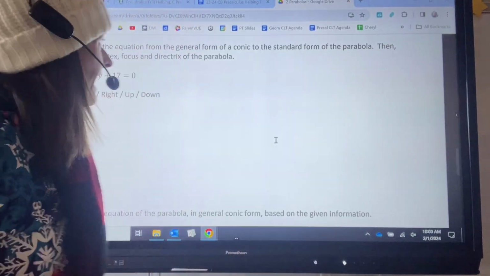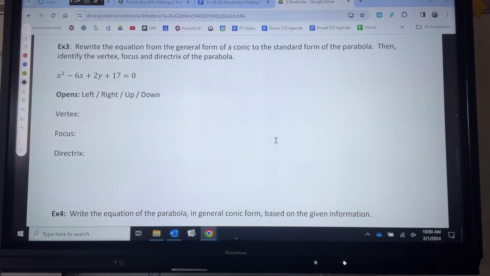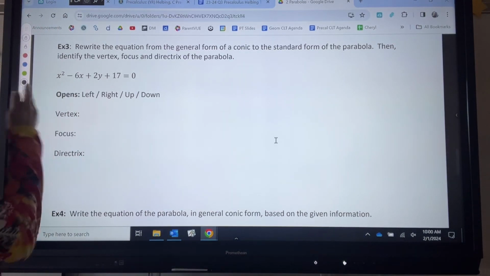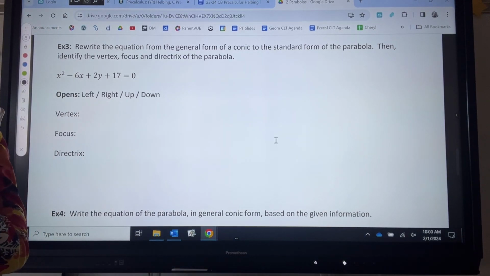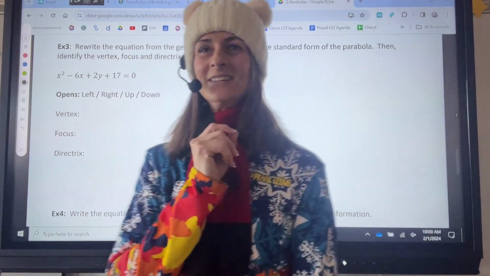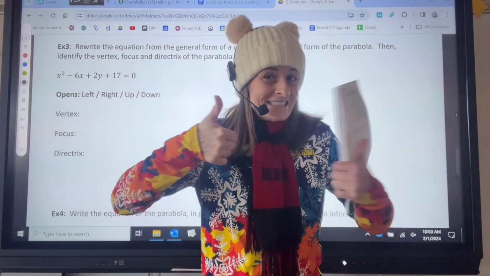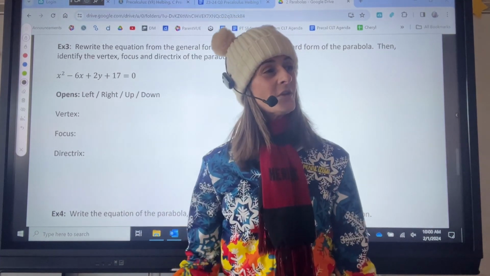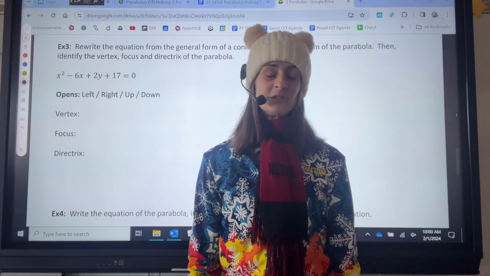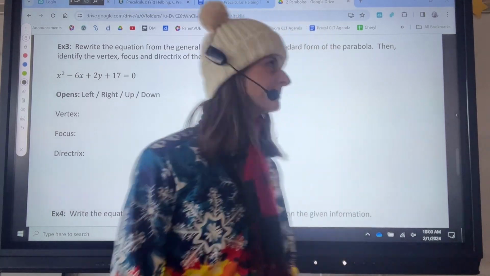All right, we are now on example number 3, where now we've got an equation. We're going to have to complete the square. It's going to be great. You guys are going to love this. But now we know that completing the square is not scary, right? Kind of scary in Algebra 2. Once you do it in pre-calculus, it gets a little easier.